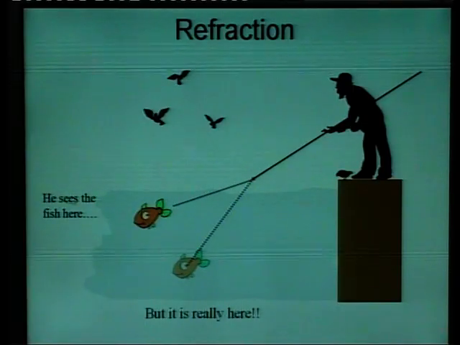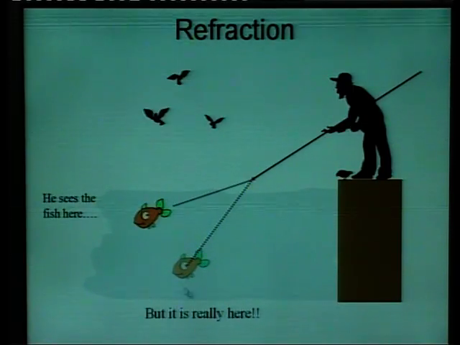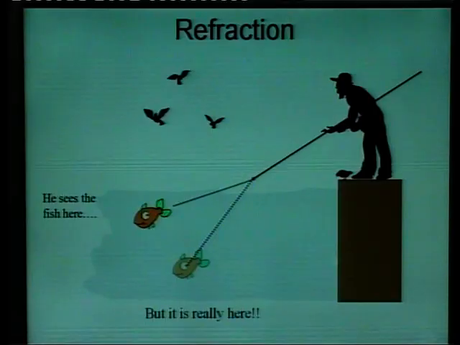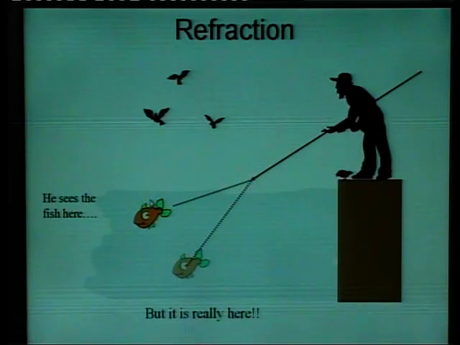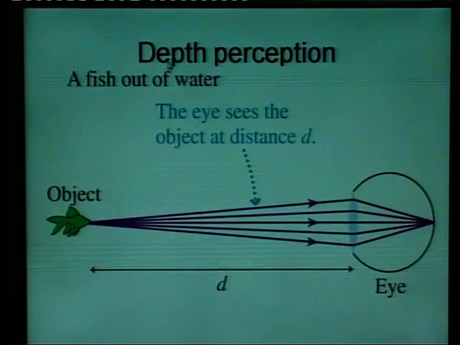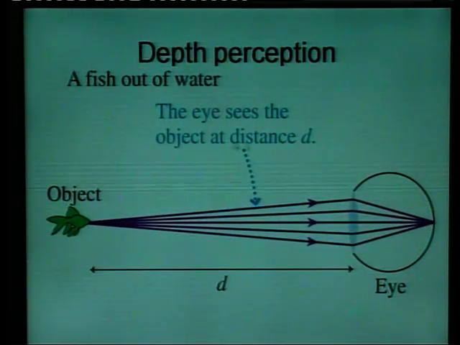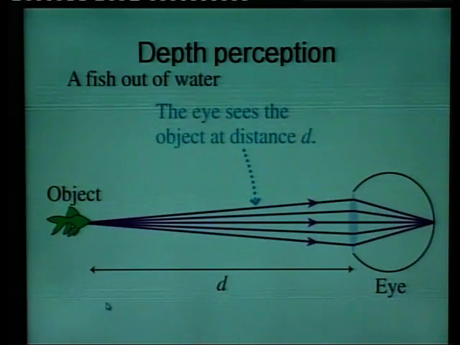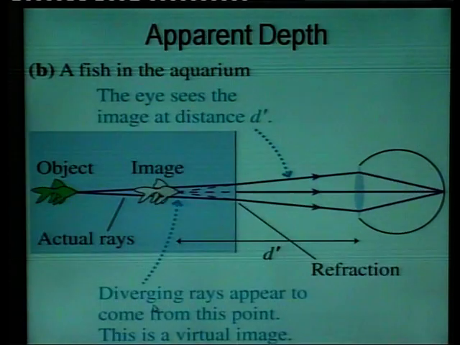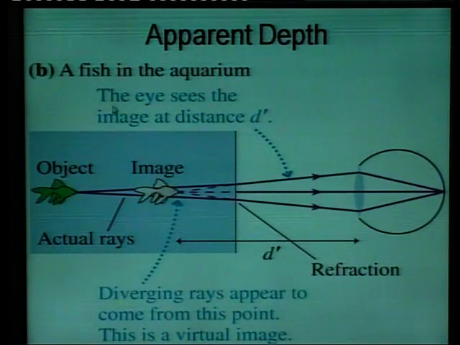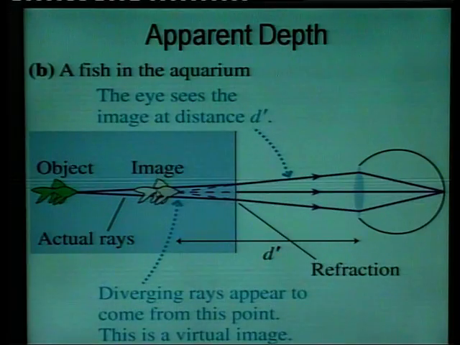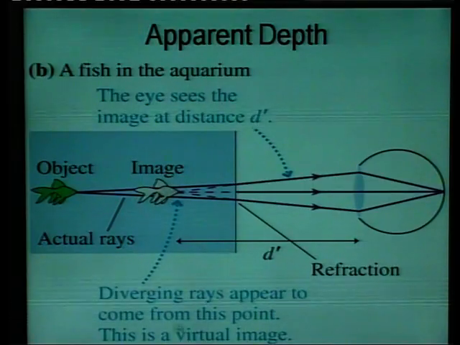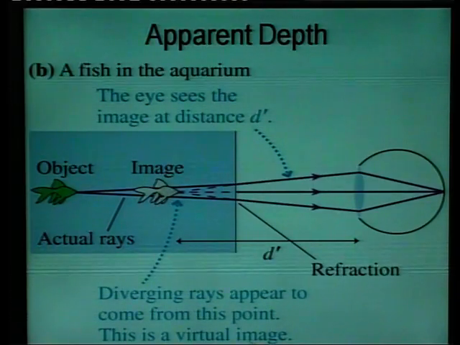So the fish is really here, the actual position of the fish is here, but it appears that it is here. Similarly, for a fish out of water, the eye sees the object at a distance d when it is not in water. But when the fish is in the aquarium, the eye sees the image at a distance d dash. This is due to refraction. So diverging rays appear to come from this point. This is a virtual image.